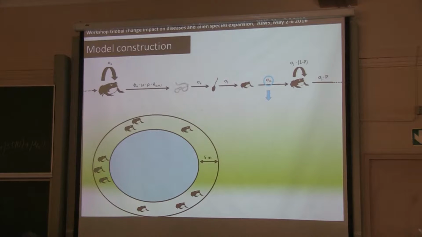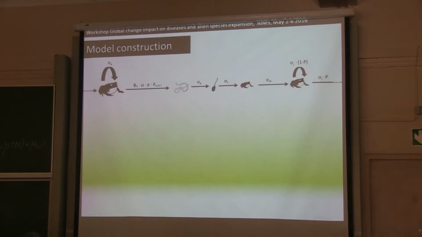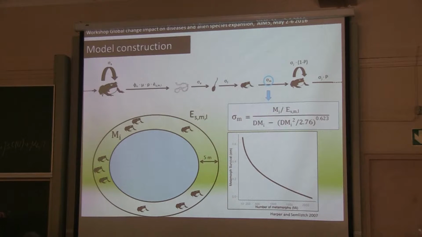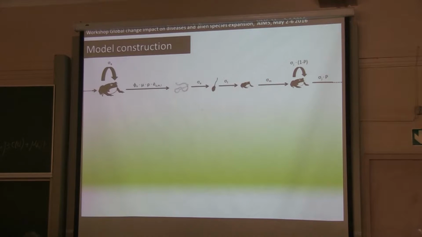So in this situation, again, we have a typical density-dependent dynamics in which when we have a lot of metamorphs, of course, their survival is very low. But when we have just a few of them, the survival is very high.